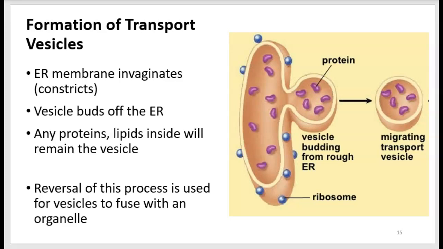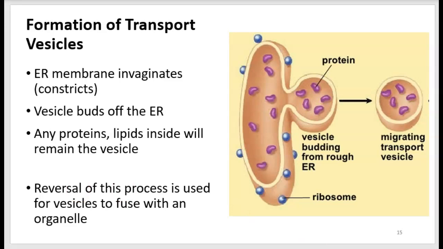So if it's a smooth ER, of course, the vesicle will have lipids inside. Now eventually this transport vesicle will migrate in the cell. It can move along cytoskeletal proteins, or it can just sort of diffuse. And depending on what's inside of it, it might go to the Golgi apparatus, and I'll tell you what happens when it gets there in a minute, or it could go directly to the cell's membrane, or it could go to a lysosome.